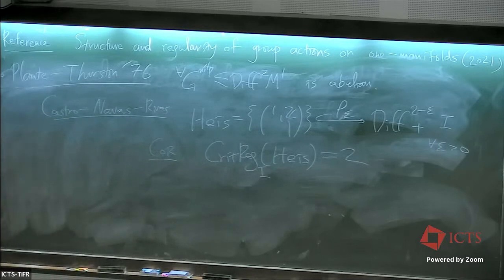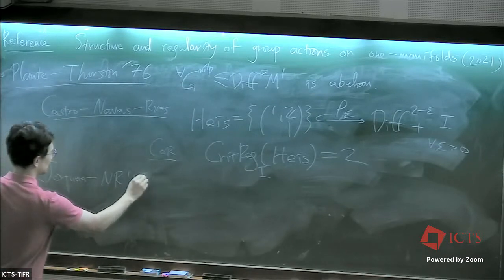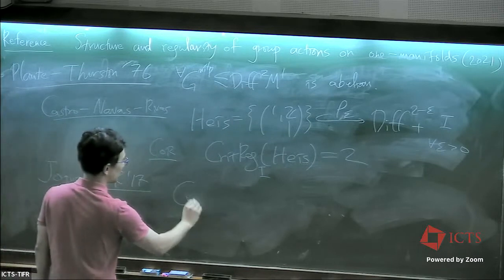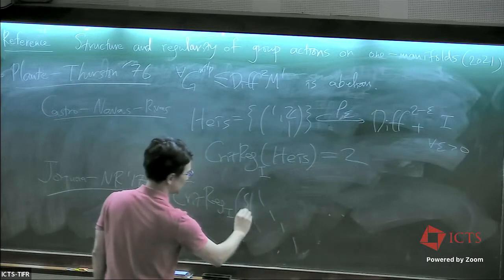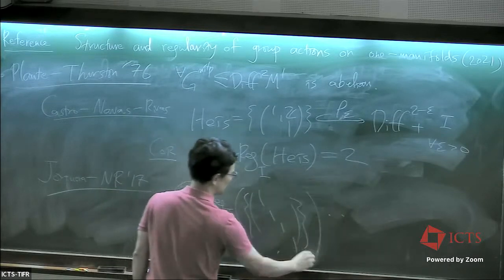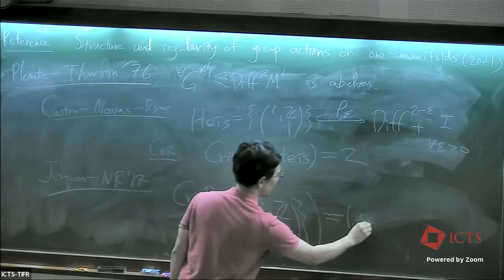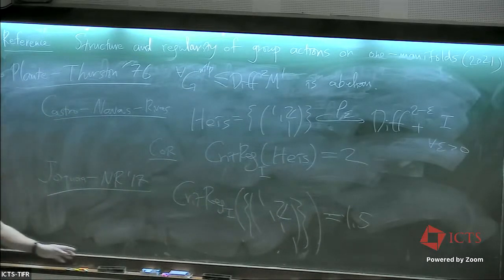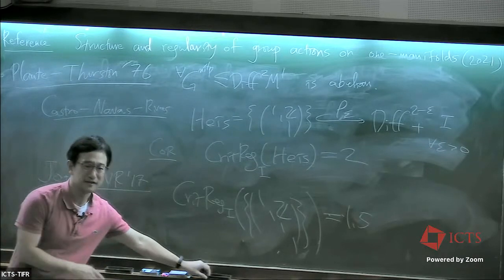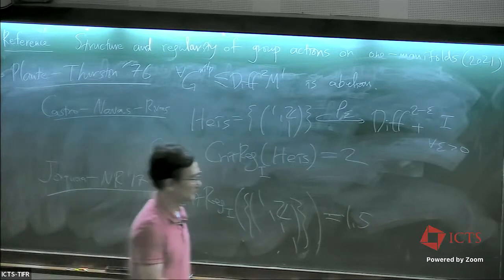So 2 is achieved. And also there is a result by Jorquera, Navas, and Rivas proving that the critical regularity of one more nilpotent group, the upper triangular 4x4 integer matrices with ones on the diagonal, is 1.5. But they do not know whether 1.5 is realized. They prove that 1.499 is achievable, and 1.5 plus epsilon is not achievable.